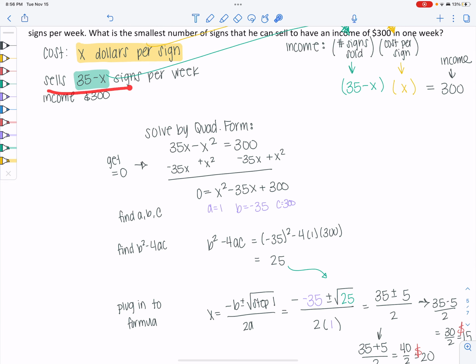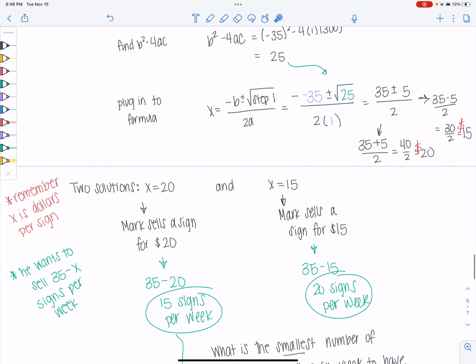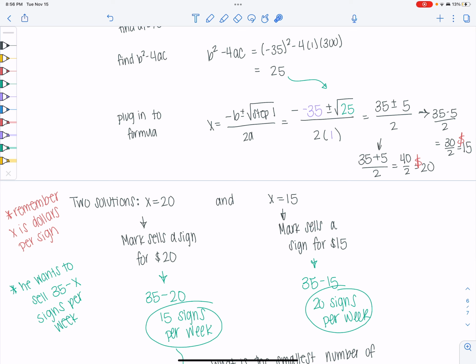The number of signs he sells per week is 35 minus X. So if I interpret both of those, if he sells one sign for $20 to make $300, it's going to be 35 minus X, which is 15 signs per week. In the other scenario, X equals $15. If he sells one sign for $15, the number of signs he sells is 35 minus X, which gives me 20 signs per week.